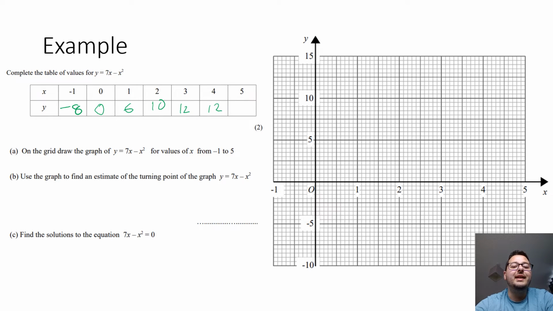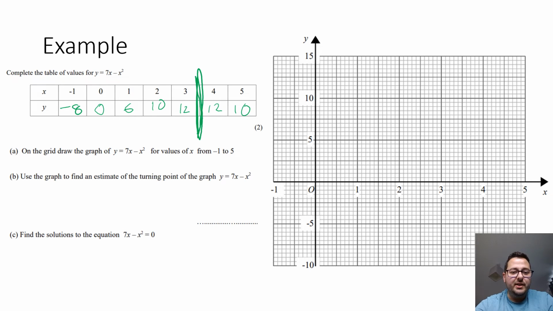So that's looking like the turning point. Notice how it's going up, and now it's stopped at 12. And then 5 should be lower, hopefully. So 7 times 5 is 35, minus 5 squared, which is 25, and 35 minus 25 is 10. So here you'll notice the symmetry, because you've got 12 and then 10 and then so on.